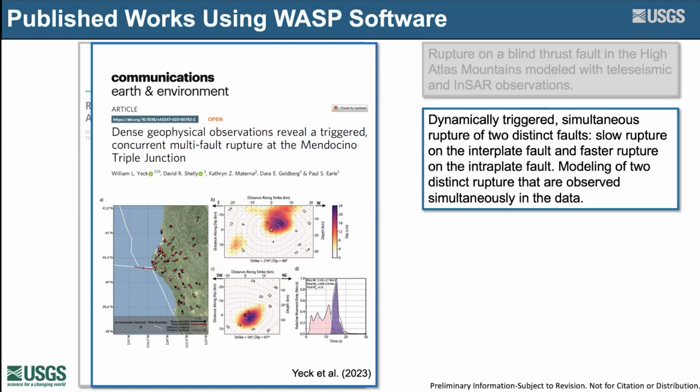And this was interesting scientifically because the first rupture that's shown here in the source time function in pink was very slow compared to the second more impulsive onshore rupture shown in purple. And so that rupture overlapped temporally, and we had to modify WASP to be able to consider the summed contribution of both of those ruptures in our waveform data.